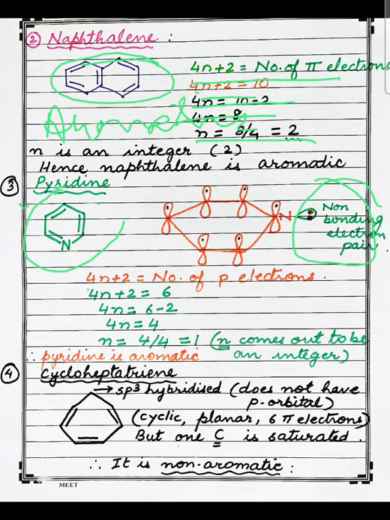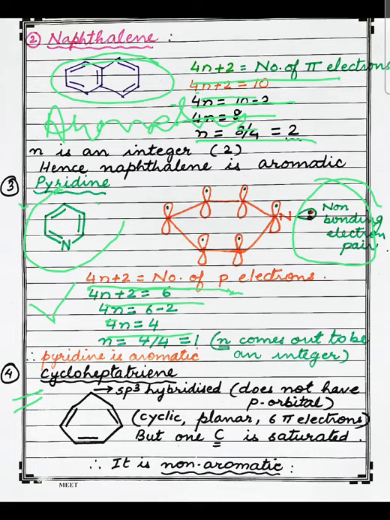Now let us put this in the formula. 4n plus 2 is equal to 6. So 4n is equal to 6 minus 2. 4n is equal to 4. The value of n comes out to be 1, and 1 is an integer. Therefore, pyridine is also aromatic.